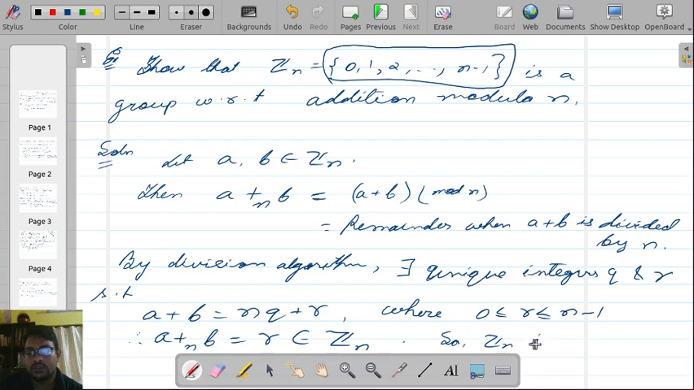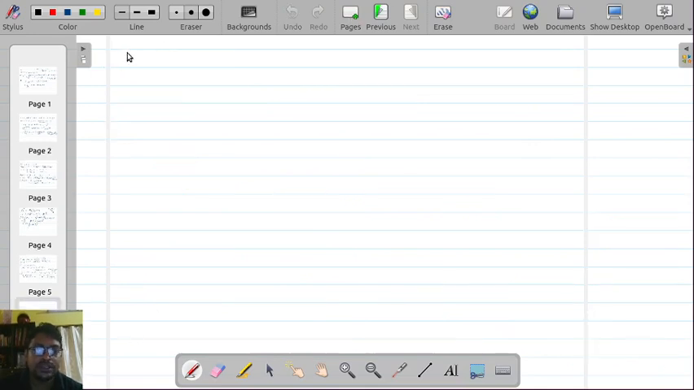Zn is closed with respect to addition modulo n. So the first part we have done. The next property is to verify the associative property. Let a, b, c belong to Zn. To verify the associative property, we will use the result that we have just done. So a, b, c are three numbers in Zn.